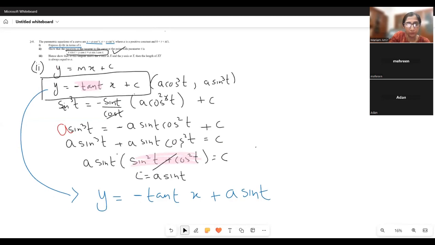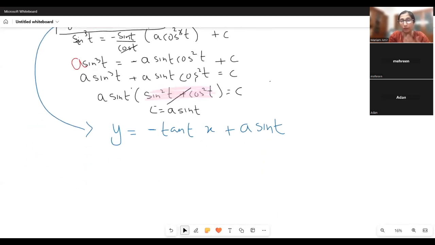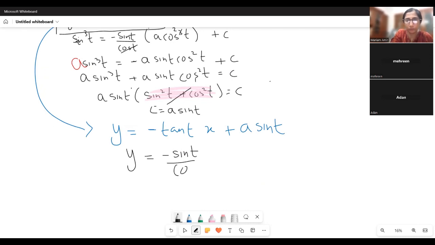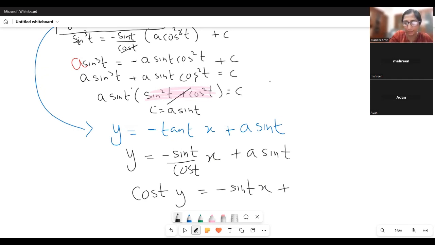So the required format does not have tan again, so we have to rewrite this as sine over cos. So y equals minus sine t upon cos t x plus a sine t. Take LCM, so we get cos t y equals minus sine t x plus a sine t cos t.